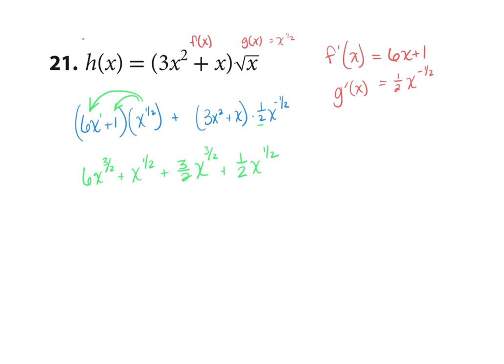And then you're just combining like terms, right? So we have 12/2 and 3/2. That gives us our 15/2, x to the 3/2. And then we have the 1 and the 1/2, so that is our 3/2, x to the 1/2.